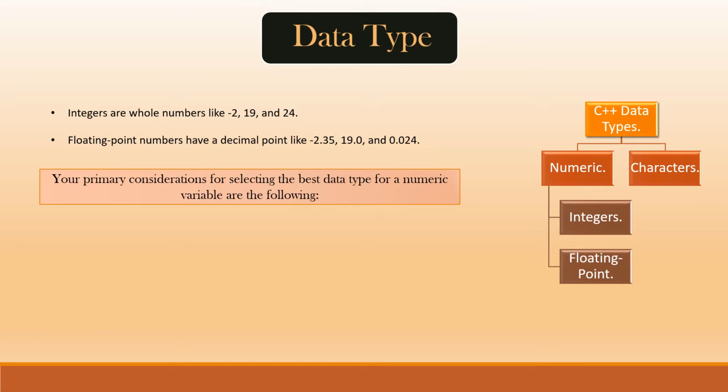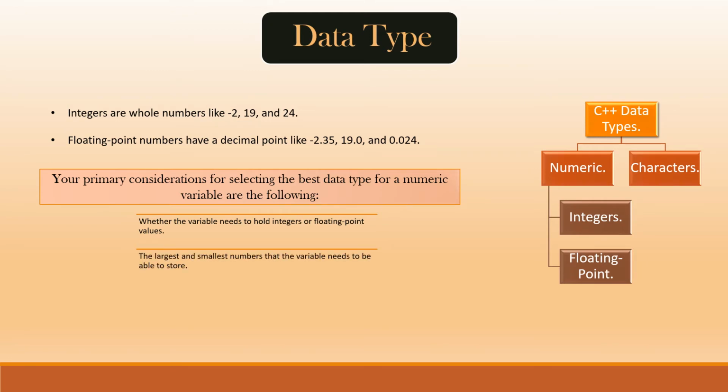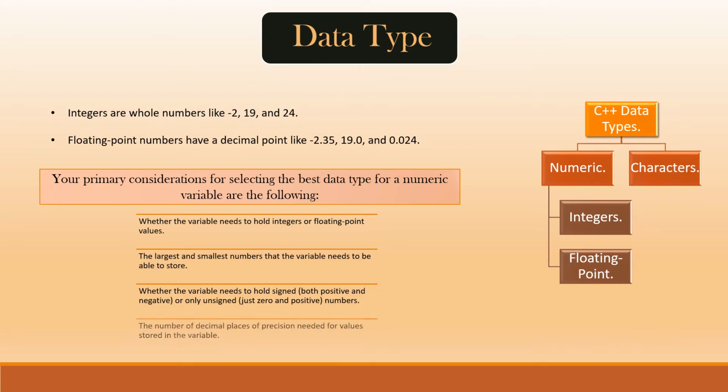Your primary considerations for selecting the best data type for a numeric variable are the following: whether the variable needs to hold integers or floating point values, the largest and the smallest numbers that the variable needs to be able to store, whether the variable needs to hold the sign, both positive and negative, or only unsigned, just 0 and positive numbers, and last is the number of decimal places of precision needed for the values stored in the variable.